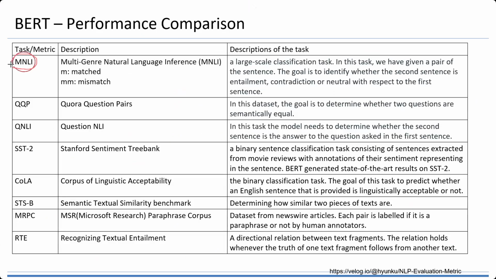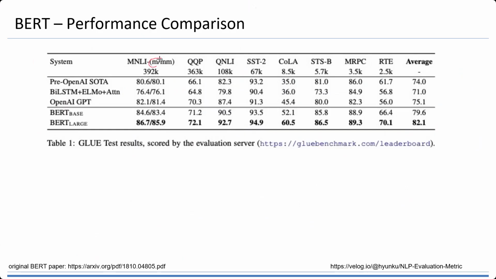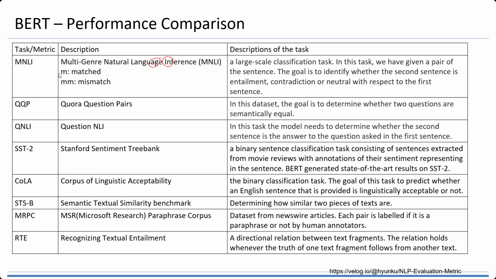MNLI. We call it MNLI as the multi-genre natural language inference. If you look at the table, you can see M and MM. So what is M? What is MM? M means match. If it is match, then we measure what is the score. MM means mismatch. If it is mismatch, then we also compute the score.